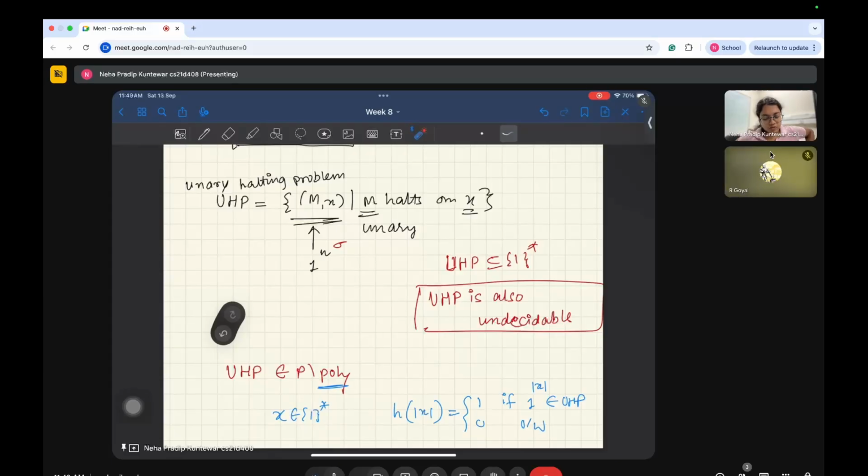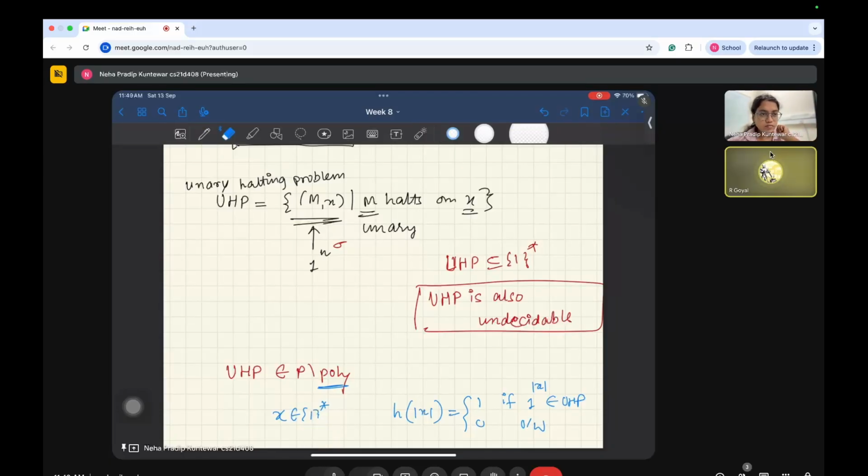So the advice is just that if the input is in the language UHP, it tells you to accept. If it is not, it tells you to reject. Why is this working? Why does this not work if this were like 0 1 star? Because there could be different inputs of the same length. But determining whether this is in UHP is such a trivial advice, and it must be going to the solver of the problem as well, like say, if 1 raised to the power x is an element of UHP.